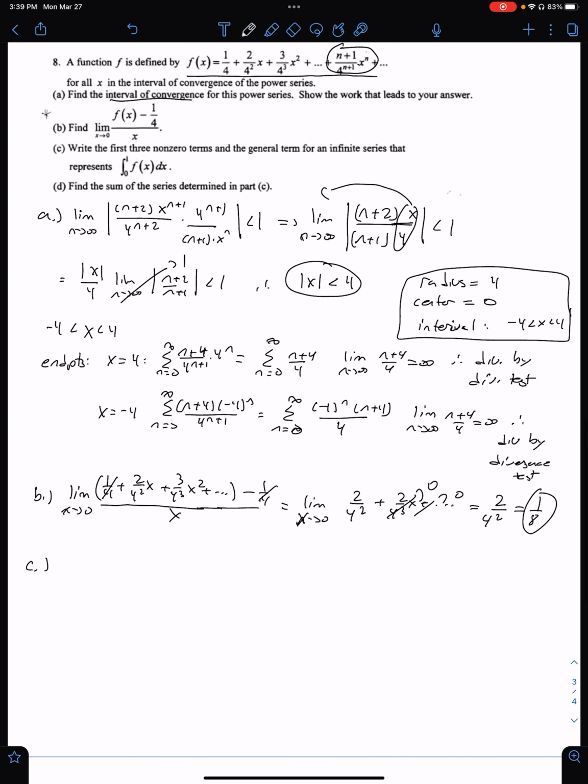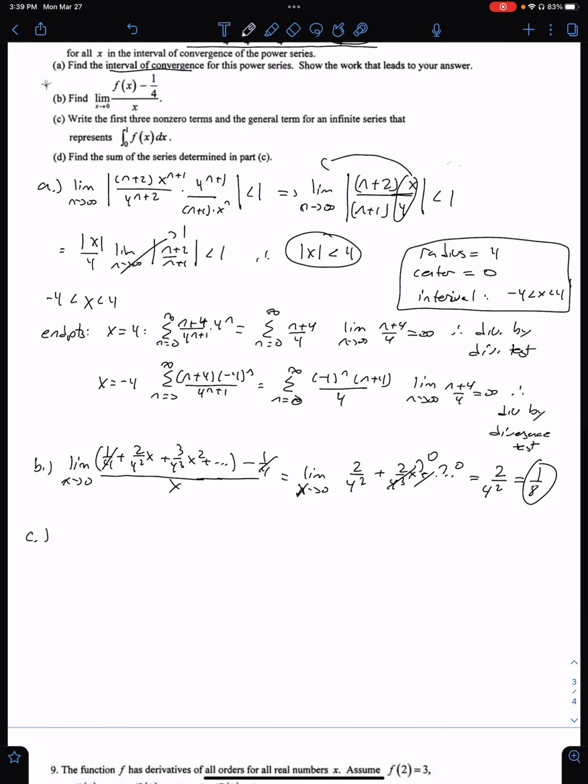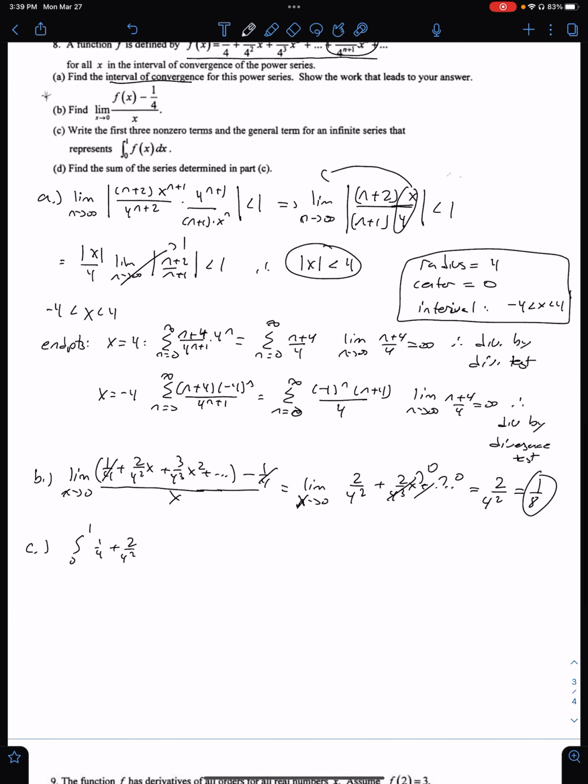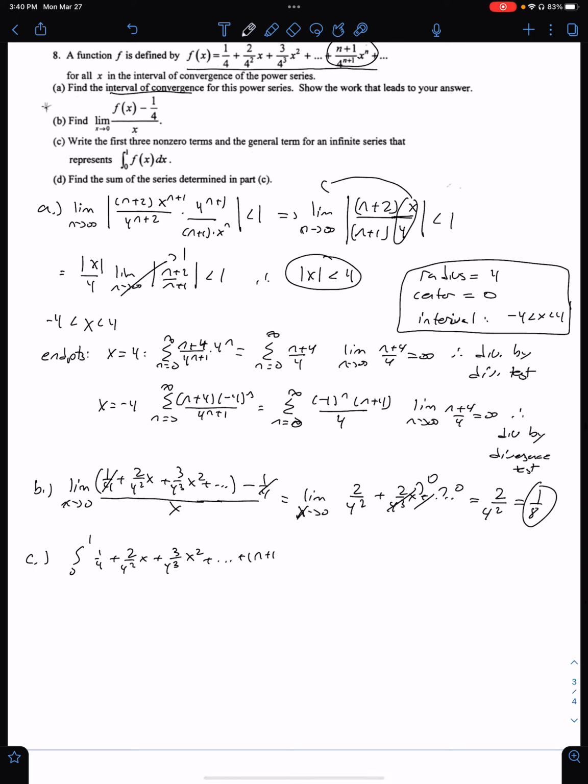Part C says write the first 3 non-zero terms and the general term for the infinite series for the integral. So now they want me to evaluate this, going from 0 to 1. Plugging in, we would get 1/4 plus 2 over 4 squared x plus 3 over 4 cubed x squared plus ... And if I plug in my general term, what's my general term? n plus 1, x to the n over 4 to the n plus 1, plus ... dx. I know it seems kind of weird to write this, there's an integral of an infinite series. It just goes on.